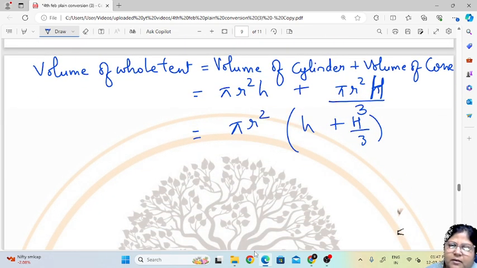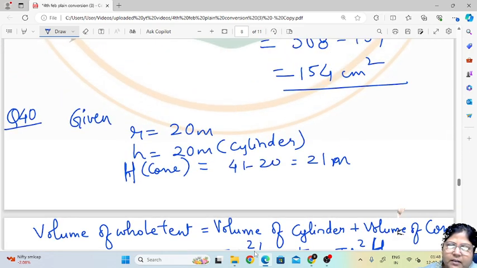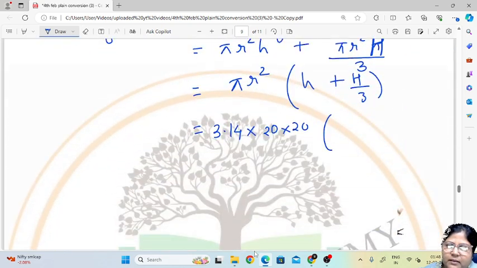Next you have 3.14. It is given in the question that you have to take pi here as 3.14. Radius is 20, so 20. Then h of cylinder, height of cylinder was 20, plus height of cone is 21 upon 3.